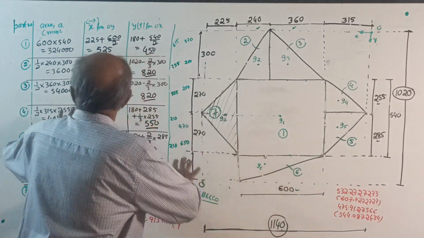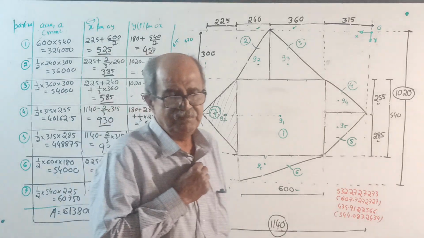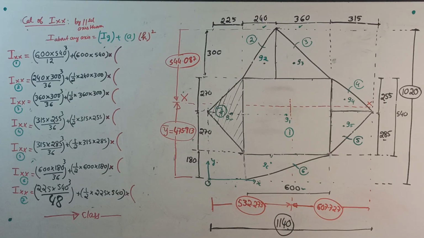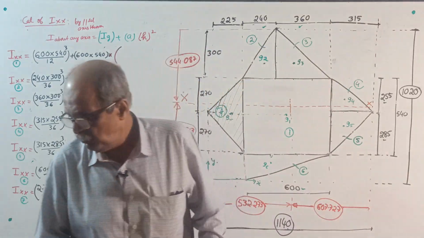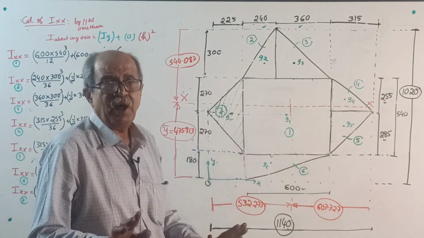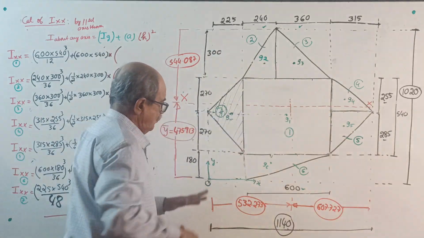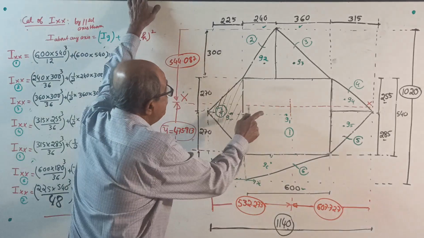Okay, now this full I will remove. Actually, our real class will start from this step. Okay, now correctly mark centroid. Be very careful now. If you randomly mark, you'll have a problem. From this OY axis, x bar, we got 532.273.